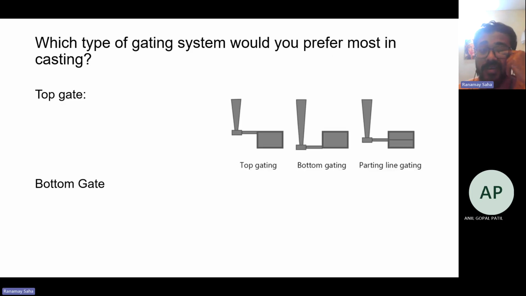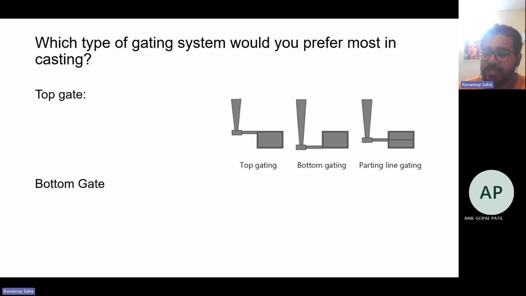Anyways, so moving ahead, you have one question from gating. You have top gating, bottom gating. There is something called parting line gating. Gating design is a very important and interesting topic with respect to casting. There are advantages and disadvantages of both top and bottom gating, which led researchers to a trade-off between the top and bottom, and then came up the parting line gating.